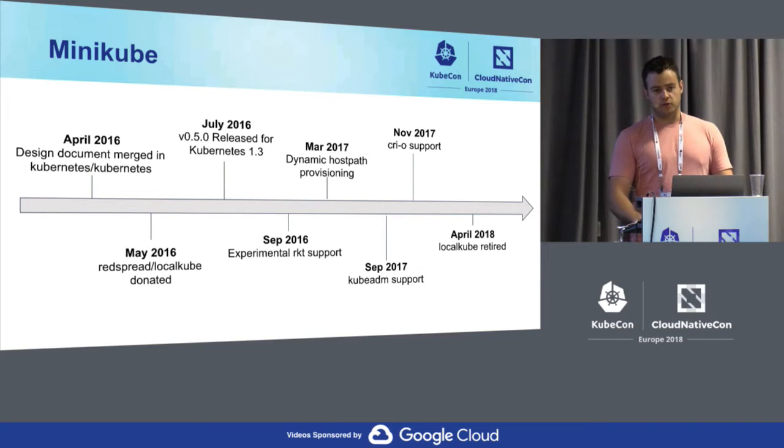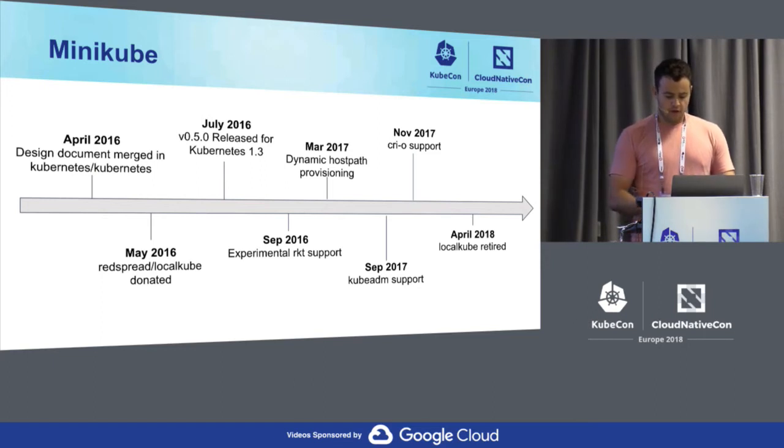Another one of the goals of Minikube was to add support and add ways for people to try out some of the experimental Kubernetes features. So things like Rocket and Cryo have been launched in Minikube first and have been a great way to get these features in the hands of people before the Kubernetes cloud providers really add them.